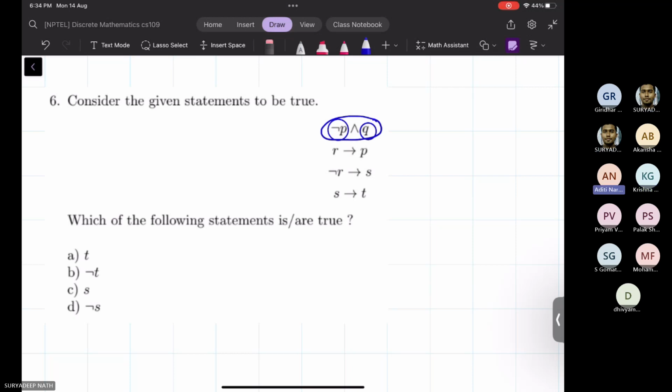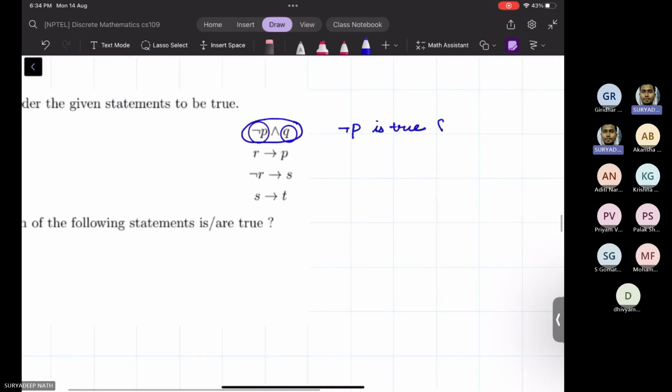Both should be true. The option A and option C are correct. Okay, so you're right. Option A and C are correct. We'll come to that. Someone said that both of them should be true. It means that negation of P is true and Q is true. Now, if negation of P is true, it means that P is false, right?